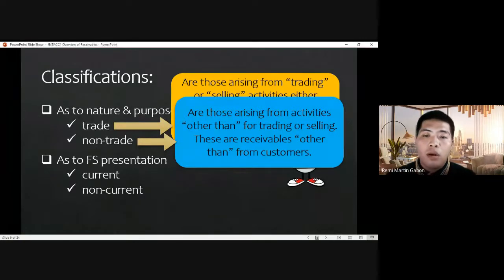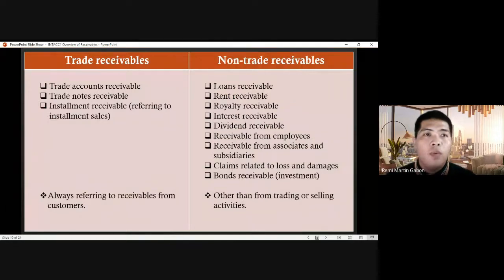So for examples of trade and non-trade receivables, we have trade accounts receivable, or sometimes in a problem, what is presented is simply accounts receivable. Usually, accounts receivable arise from transactions with customers. Then we also have trade notes receivable, which are commonly short-term in nature. Then we have installment receivable, which refers to installment sale, if we are engaged in selling properties or merchandise to be settled on an installment basis.